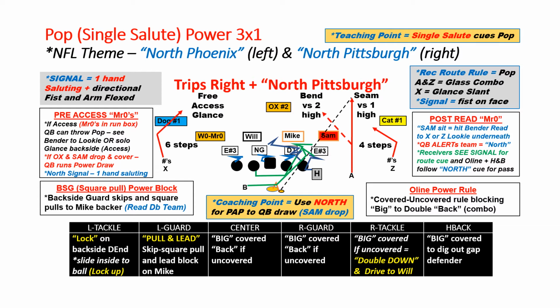The key here is for the quarterback not to force this to the A receiver. We want to only throw this if he's wide open. If not, then we want to go to that second progression receiver, which is the Z running the flat looky, which is 4 steps and flat, getting the ball in that open grass at 5 to 7 yards.